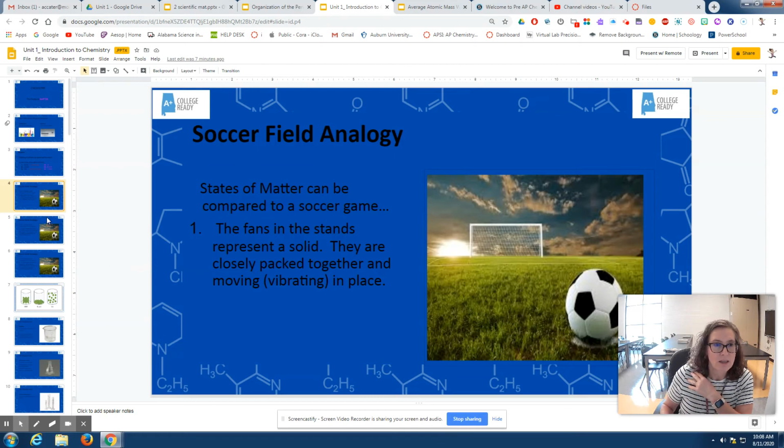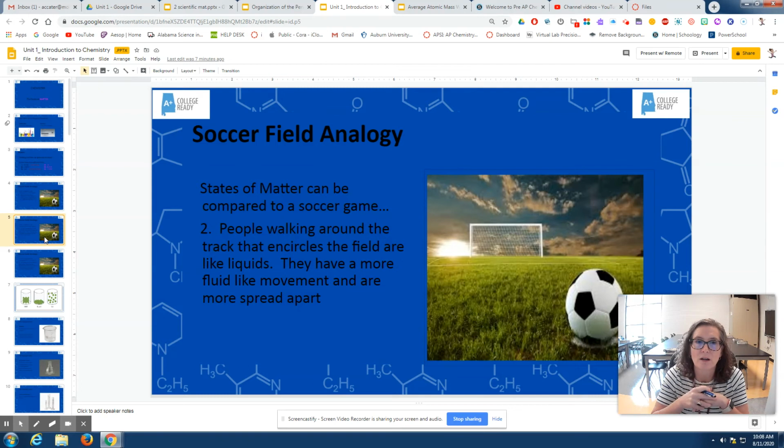So then we move on to people that walk around the track, that are encircling the track or encircling the field. These would be like liquids. So spectators walking back and forth, concession stand and back, or walking around the track for exercise or whatever. Those would be our liquid analogy, because they're able to move, but they don't move as much or as fast. They're moving faster than the people sitting in the stands, but they're not moving that fast, okay? So they have more of a fluid-like movement, and they're able to spread apart a little bit more.